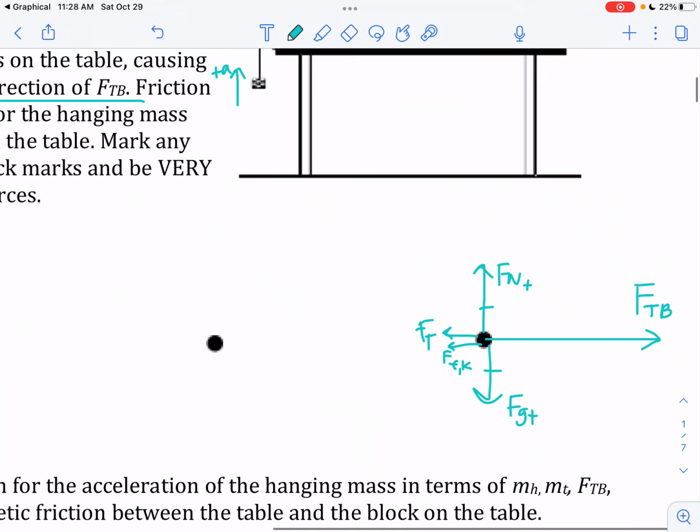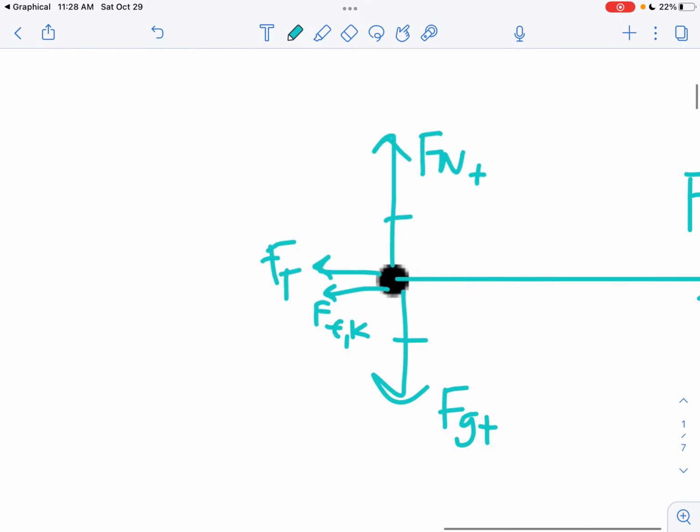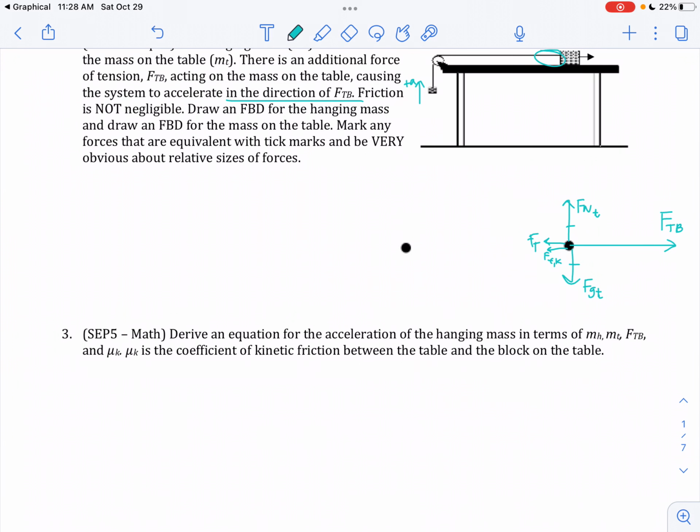And it's still very clear that, and these are T's, not pluses, it's still very clear that FTB is bigger than the sum of FT and FFK on the left because, remember, the system is accelerating this way. And so what that means is FTB is going to be positive, FT is going to be negative, and so is the force of friction on T.